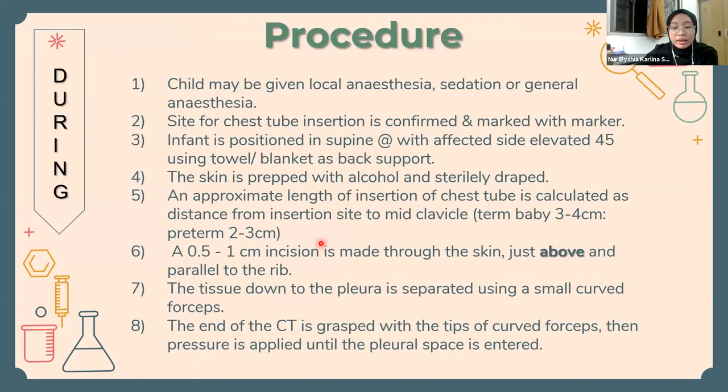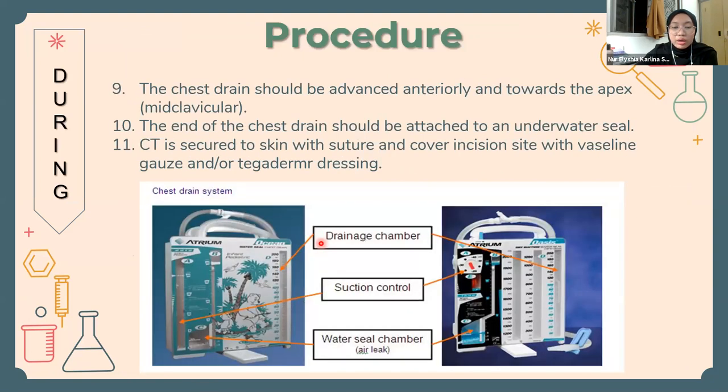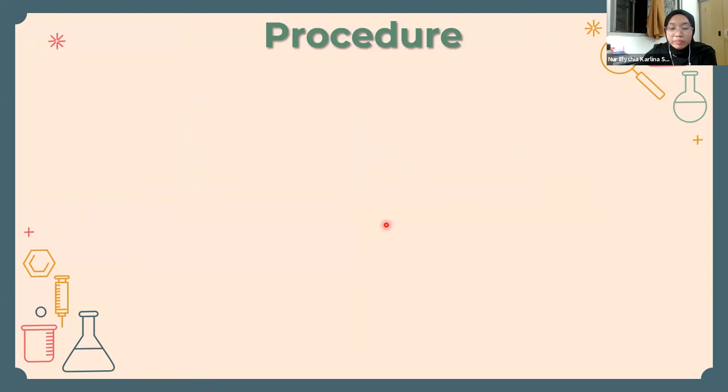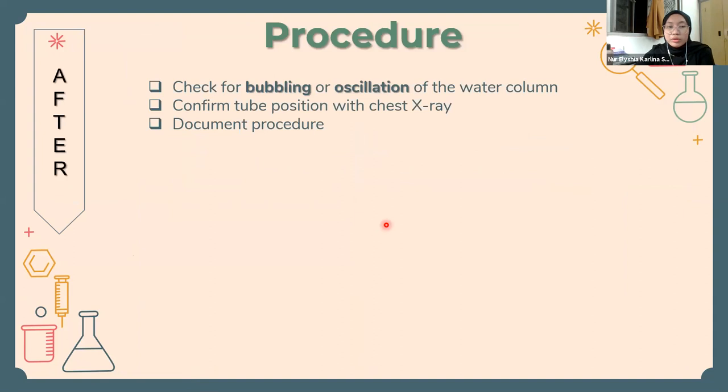Basically, this is the procedure that has been mentioned just now. And the picture below shows the chest drain system. So after the procedure, we need to check for bubbling or oscillation of the water column. And also we need to confirm the tip position with the chest X-ray and document the procedure, the time, and the date when the procedure has been done.